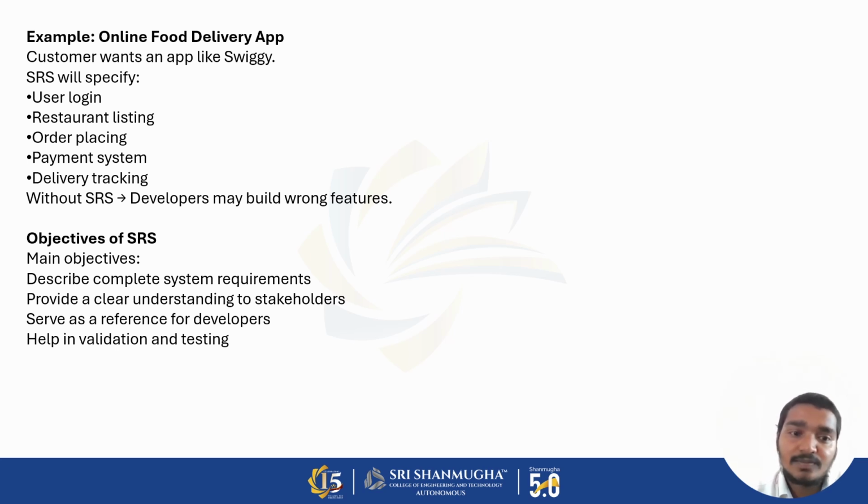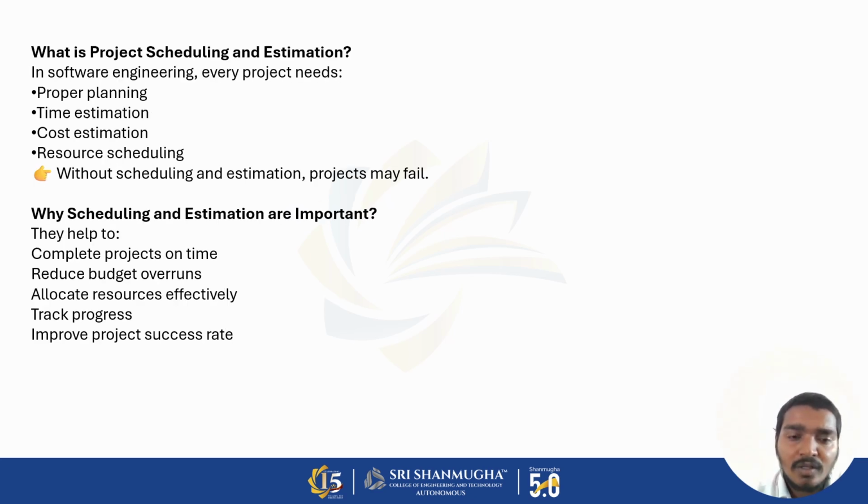The objective of SRS: the main objective is to describe the complete system and requirements. It provides a clear understanding to stakeholders. It serves as the reference for developers. It helps in validation and testing. So that gives the basic level of an online food delivery app, for example Swiggy. So what is project scheduling and estimation?